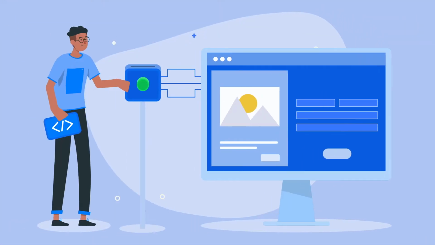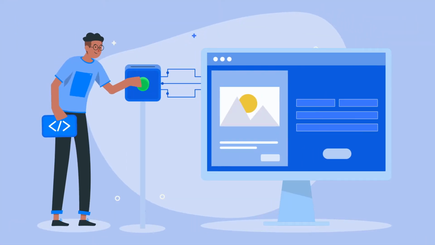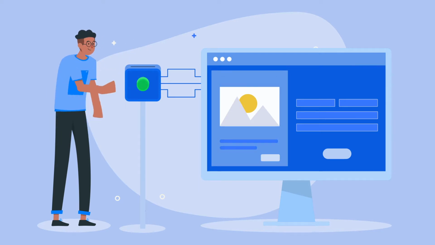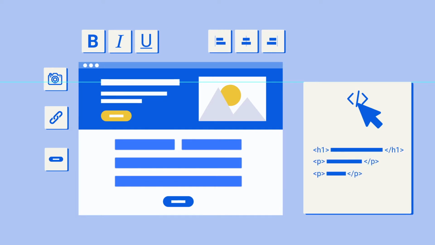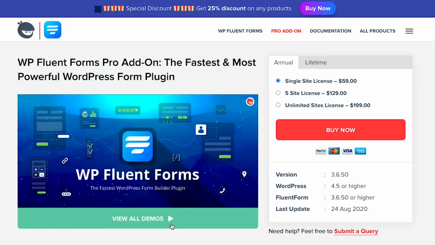It is a fundamentally human thing to want something edited as our wish, and to ensure that, WP Fluent Forms allows you to customize the form using your HTML codes or shortcodes. Please keep in mind that this is a pro feature. Purchase WP Fluent Forms Pro add-on from the link provided in the description.